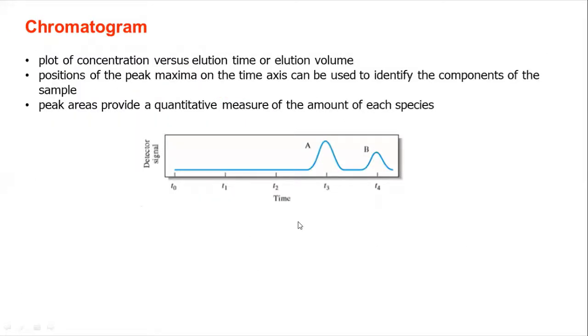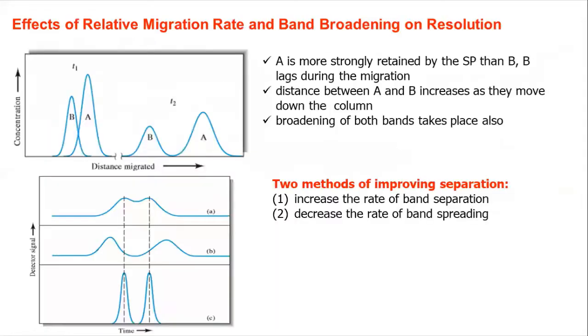Okay, here. Chromatogram. It is a plot of concentration versus elution time or elution volume. The position of the peak maxima on the time axis can be used to identify the components of the sample. Peak areas provide a quantitative measure of the amount of each species. So the effect of relative migration rate. So when A is more strongly retained by the stationary phase than B, B lags during the migration.